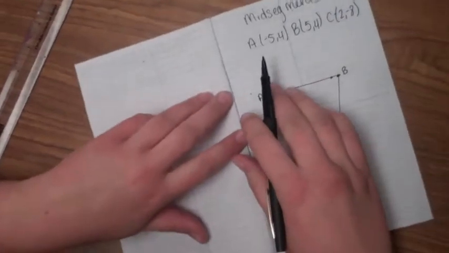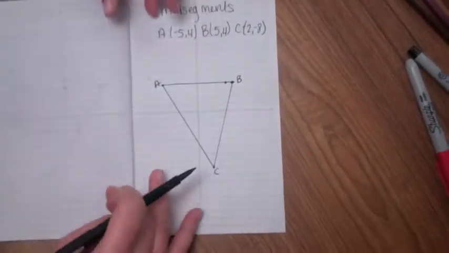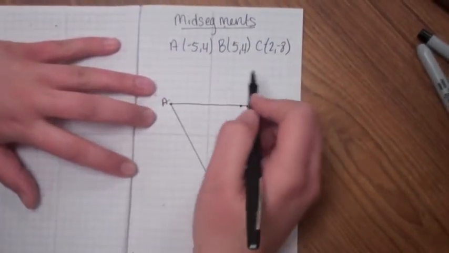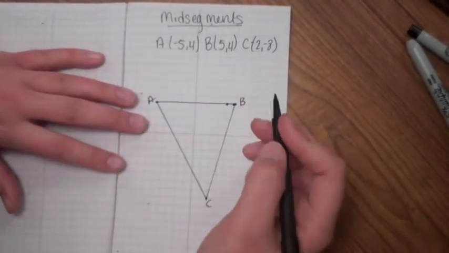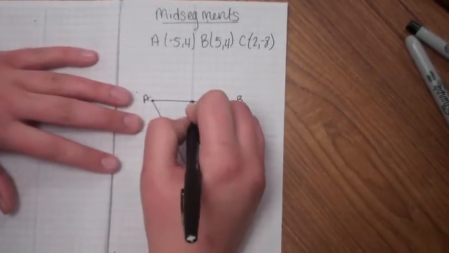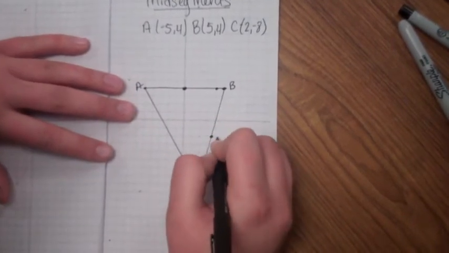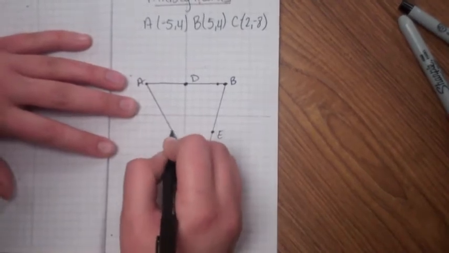Mid-segments. So in your triangle booklet, go to Ms. Haley's examples, and new page, we're going to talk about mid-segments. Graph your 3 points, and in mid-segments, our definition uses midpoints. So you need to graph each midpoint, 3.5, -2, and -1.5, -2.